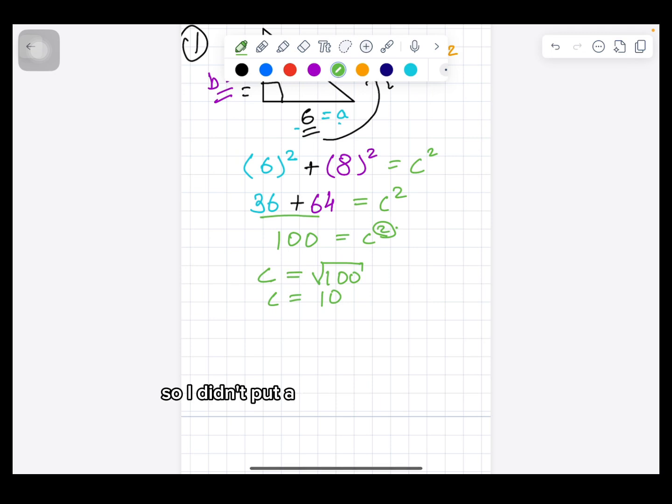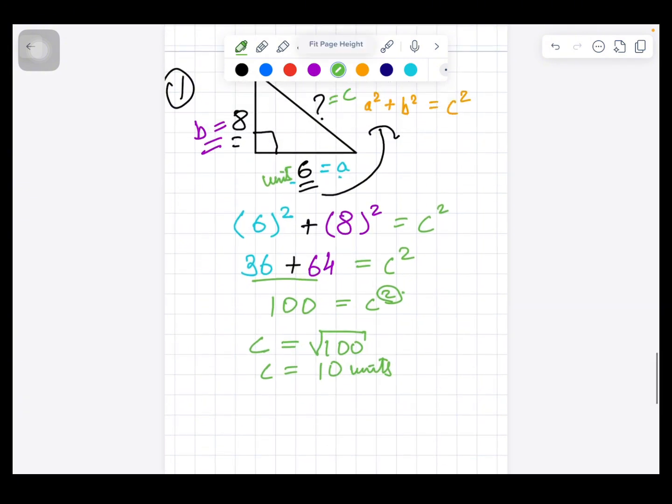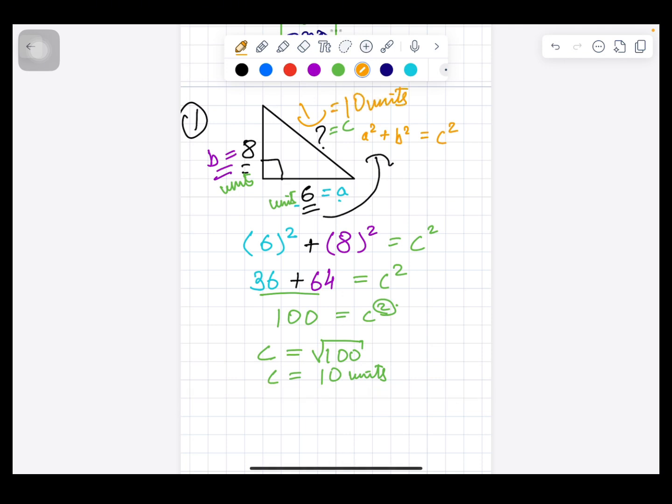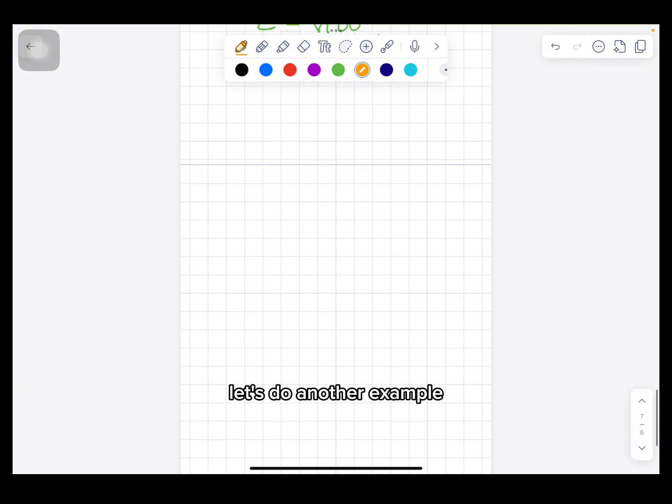I didn't put the units, so I'll just say this is in units. So now, this side up here, our question mark side, is 10 units. Let's do another example.